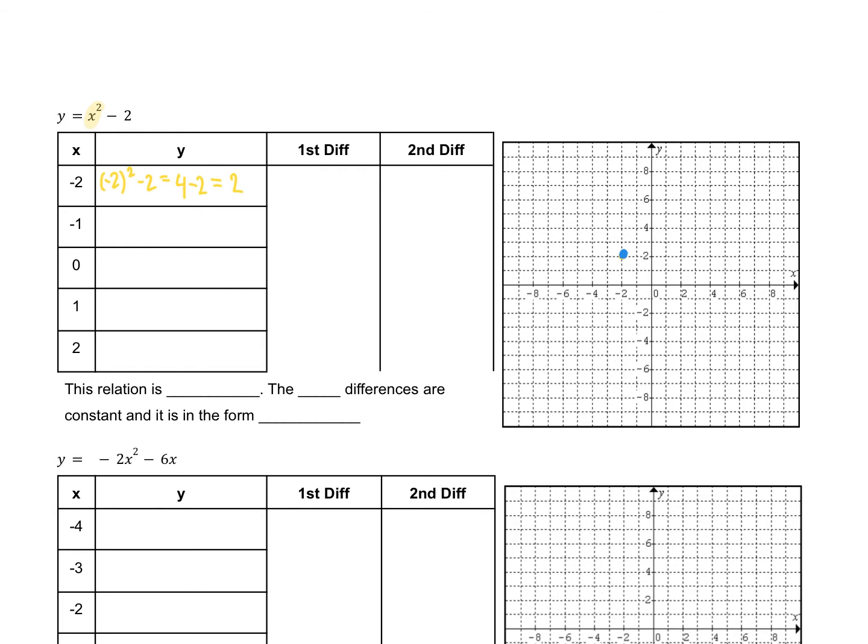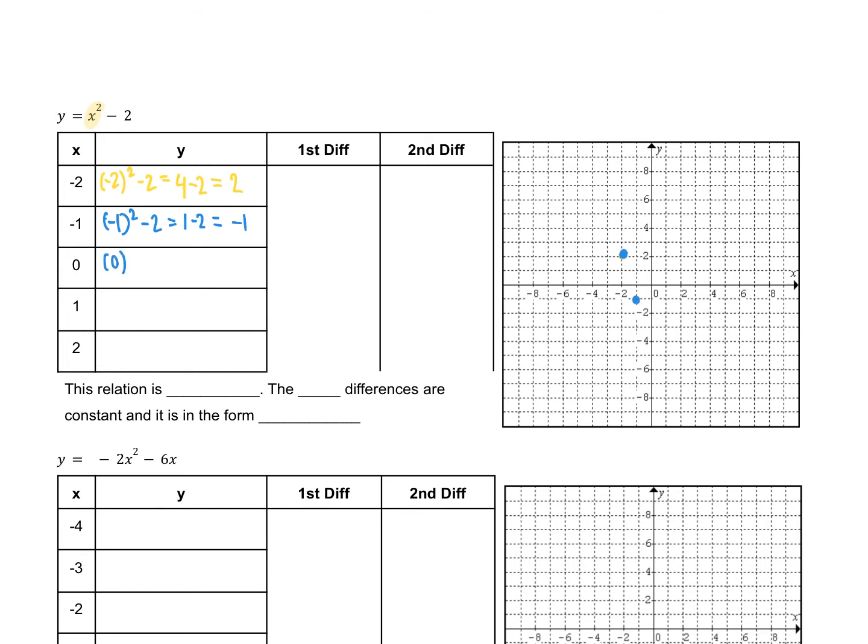Let's try the next one. So now instead of x squared, I'm going to write -1 squared, subtract 2. Make sure if you're putting this into your calculator, you put the -1 in brackets just like we wrote it. So -1 all squared is +1, and 1 minus 2 is -1. So at -1, we're at -1.